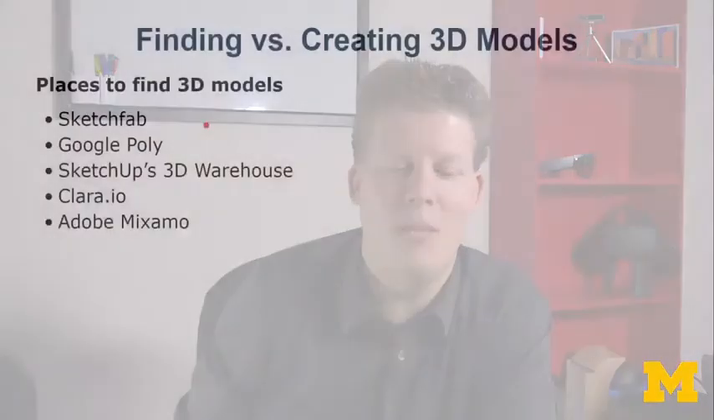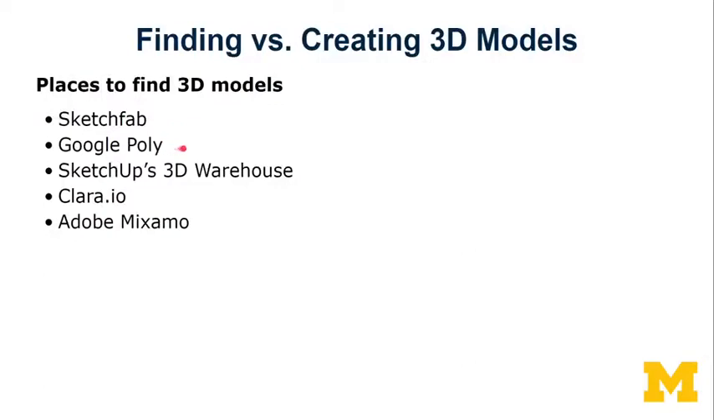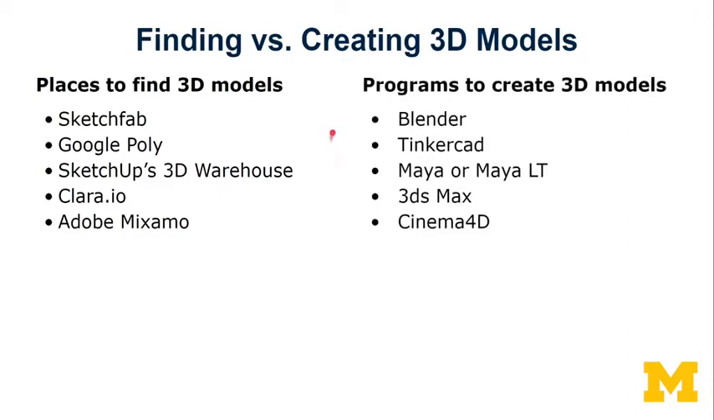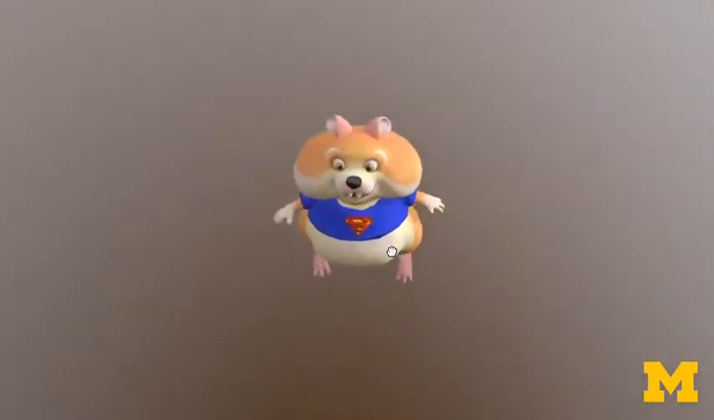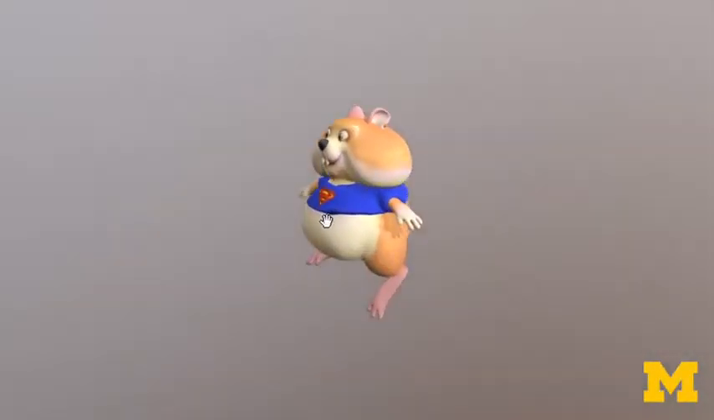When it comes to finding and creating 3D models, you should always try to find 3D models, unless you are a 3D artist and you are good with modeling. Places to find 3D models include Sketchfab, Google Poly, SketchUp's 3D Warehouse, Clara.io, and Adobe Mixamo. That's where Elvis is from. I'm going to show you Adobe Mixamo and Sketchfab. Programs to create 3D models, which are out of scope for this course, are Blender, Tinkercad, Maya, 3ds Max, Cinema 4D, and lots of other ones. Here I'm going to show you the hamster. This is a little video on understanding 3D models.